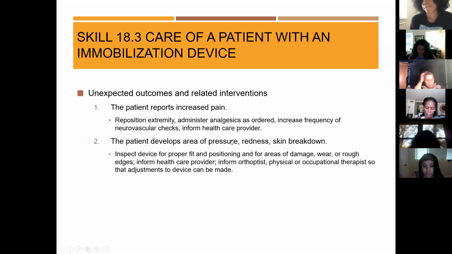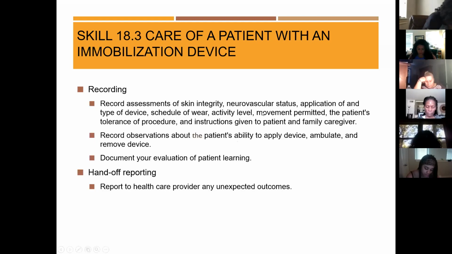Right? Unexpected outcomes related to a patient having an immobilization device. The patient says their pain is worse. All right, that could mean that the device is too tight. I've taken care of people before whose casts were put on and they were too tight. We've had to cut them off. We've had to give them windows in their cast. So just make sure that you're reporting or asking your patient if they're having any pain and if their pain has worsened since they've put on the immobilization device. Right? That's all I want to say on that one.